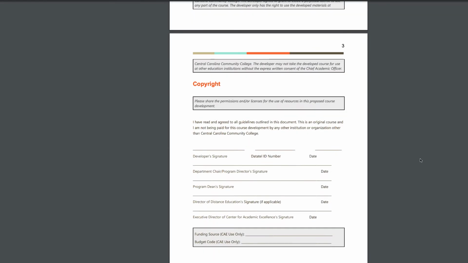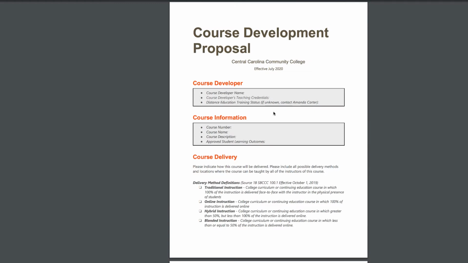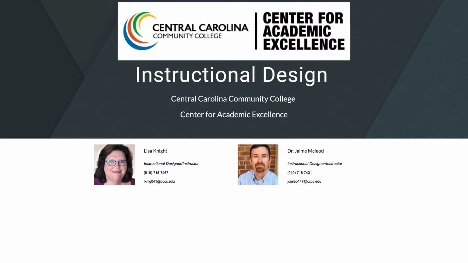Once you've completed every section of the course development proposal, you'll need to sign it. You'll need the department chair to sign it. It will need the dean's signature, and then it will need to be sent to Amanda Carter for her signature as Director of Distance Education, and finally to the Executive Director of the Center for Academic Excellence, Dr. Rodney Powell. Once it has been approved, then one of the two instructional designers, Lisa or Jamie, will contact you and arrange for a meeting.